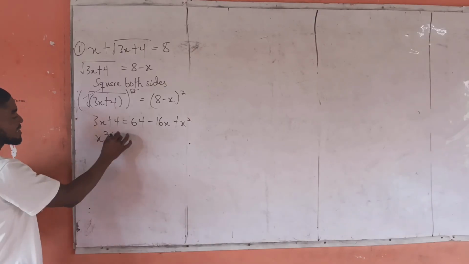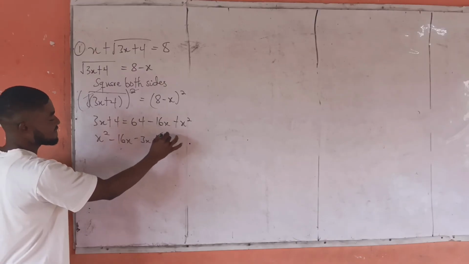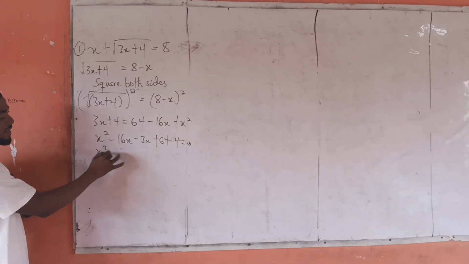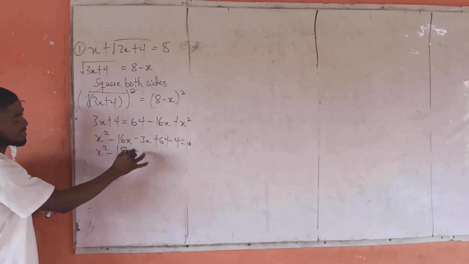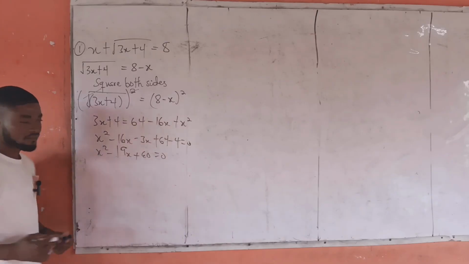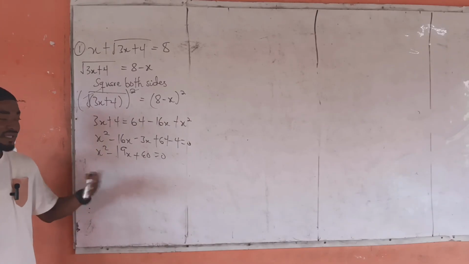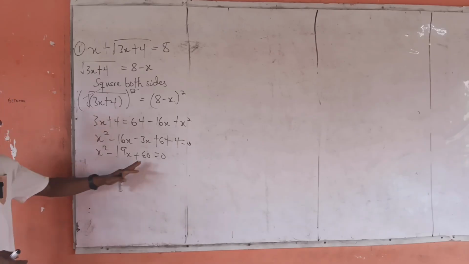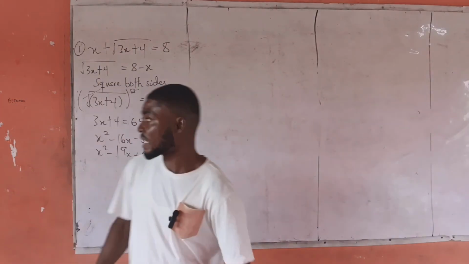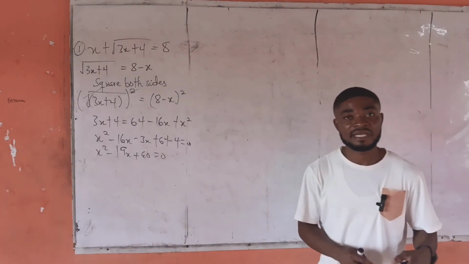We do the necessary things, grouping them properly. x squared minus 16x minus 3x plus 64 minus 4 is equal to 0. And so I have x squared minus 19x plus 60 is equal to 0. Now, basic quadratic, core maths, elective maths, we do this all the time. Factors of 60 such that when I multiply I get 60, but when I add I get negative 19. That should be negative 15 and negative 4.